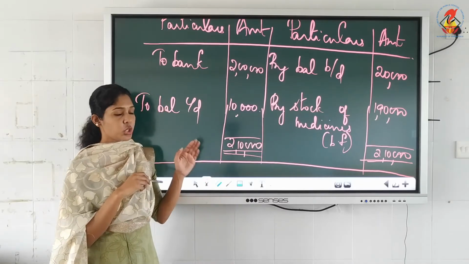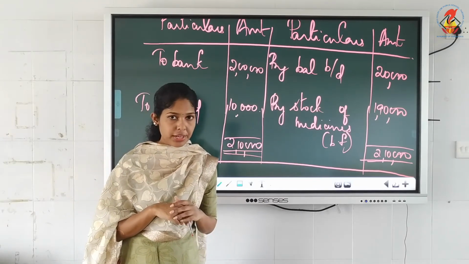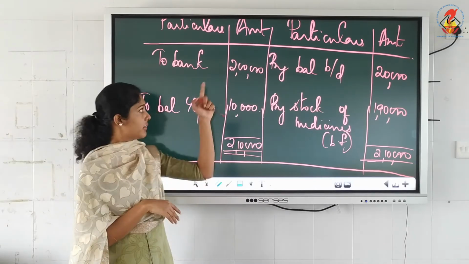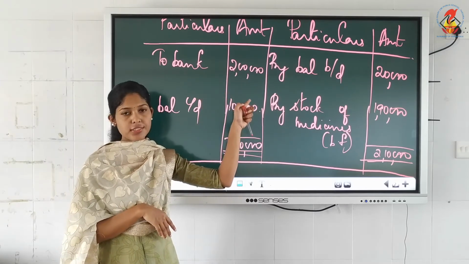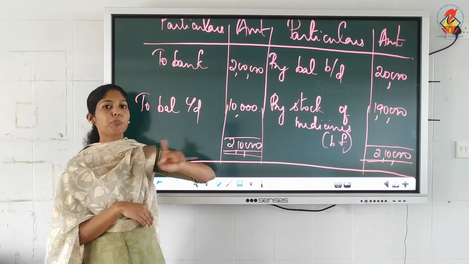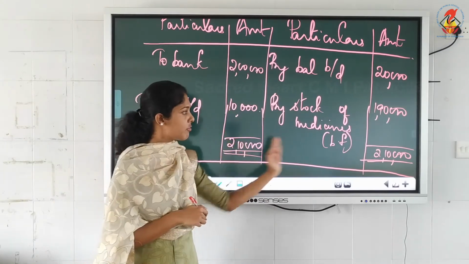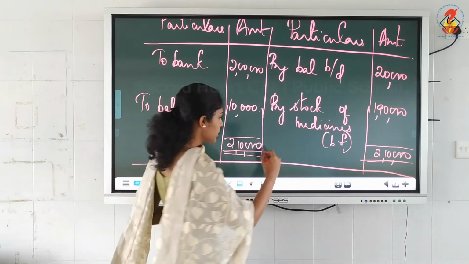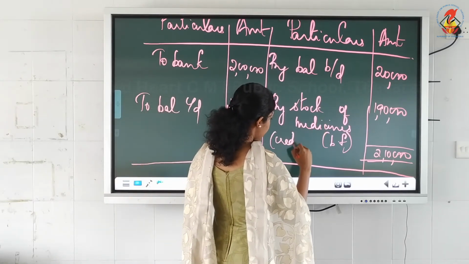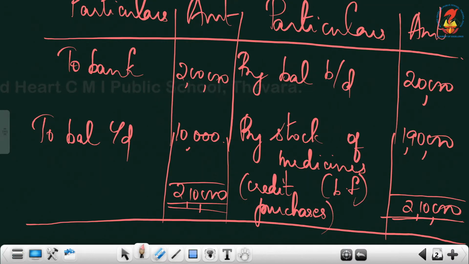Okay. So you have to prepare the creditors account if opening and closing creditors are given in the question, and this should not be taken as the purchases figure. This should be taken as the amount you paid creditors. So to bank must be written, and the balancing figure, here you can write in the brackets, this is credit purchases. Understood? This is the value of credit purchases.